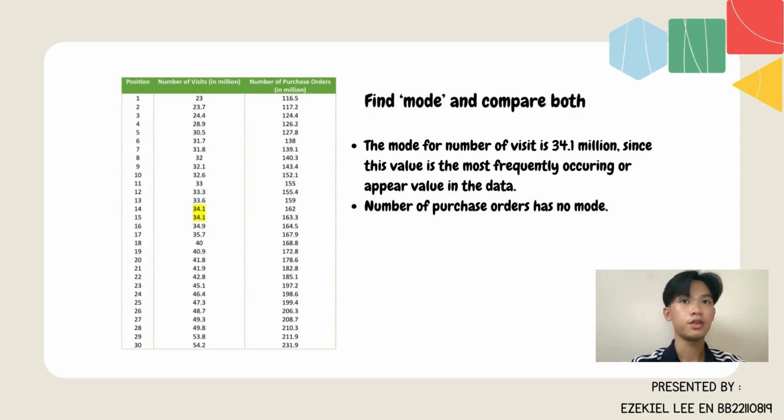To find the mode, we have to find the most frequently occurring value in the data set given. So the mode for number of visits is 34.1 million, since the value is the most frequently occurring value in the data, which is on the positions of 14 and 15. As for number of purchase orders, there is no mode because there is no value that appears frequently in the data given. So that's all from me.